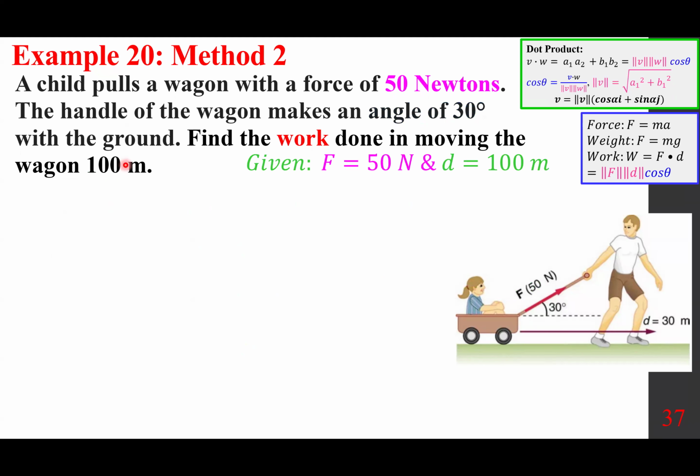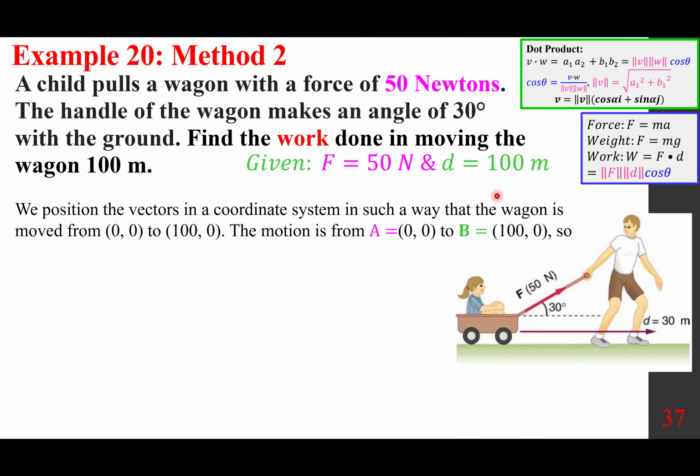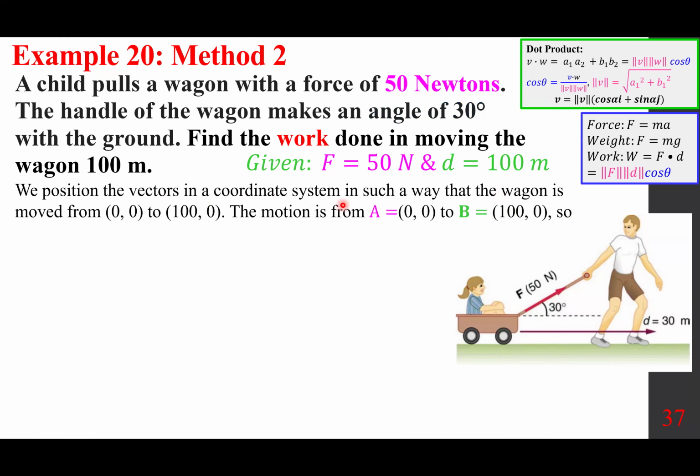Again, we are looking at the same question. The force is given, the distance is 100 meters that is covered. So we position the vectors in a coordinate system in such a way that the wagon is moved from 0, 0 to 100, 0. The motion is from A equals 0, 0 to B equals 100, 0. So we make it a vector in the following. We're going to go from this point to this point. This is 0, 0. This is 100, 0. Okay. The angle is 30 degrees. That's the force that we put.